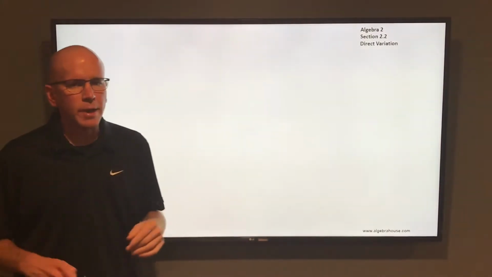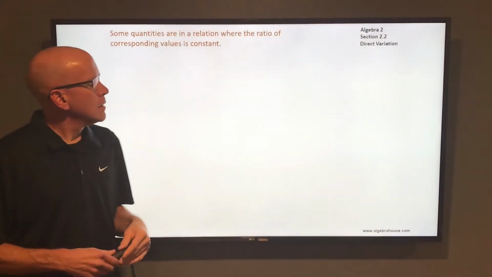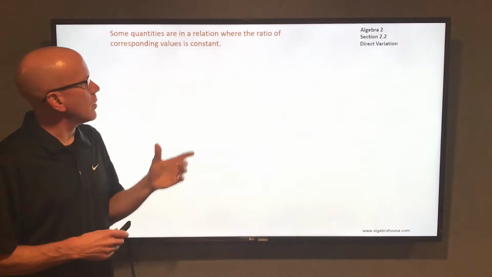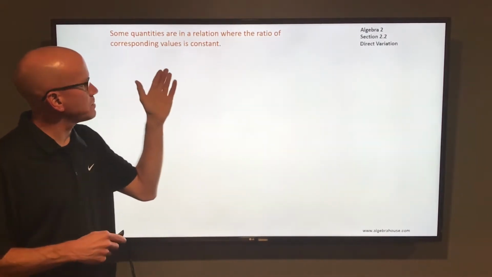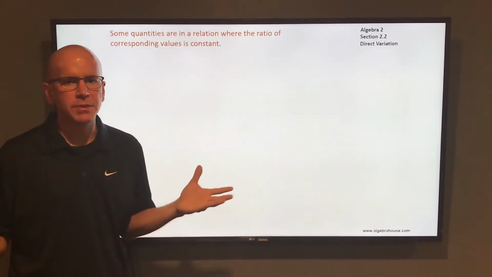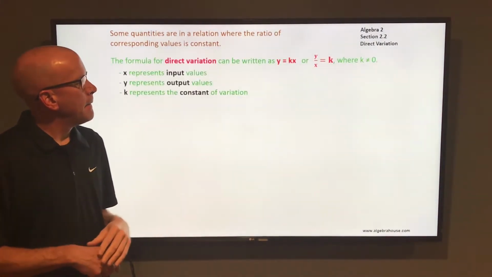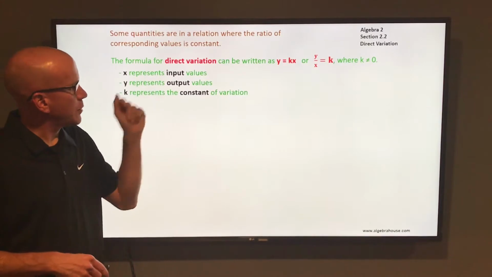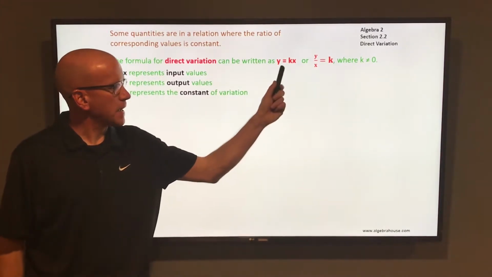We're going to look at what's called direct variation. Some xy quantities are in a relation where the ratio of the corresponding values is what's called a constant. A constant remains the same. The formula for direct variation can be written as y equals k times x.